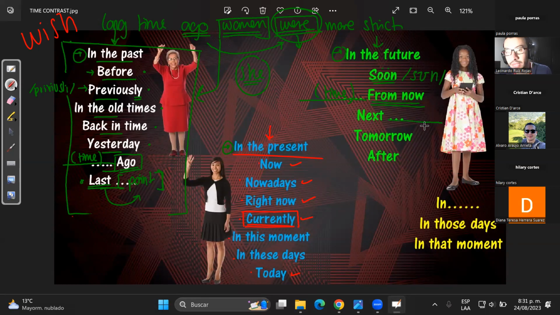And next, what is the meaning of next? Siguiente. It's going to mention a specific point. It's actually the opposite of last, but it's similar because it mentions a specific point. Next weekend, next Monday, next year, next month, next class, something like that. While from now mentions quantity of time, cantidad de tiempo: 3 years from now, 2 minutes from now, into the future. Ready? So that's the difference between from now and next.